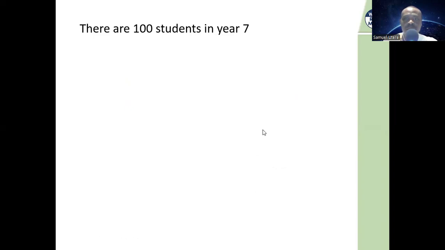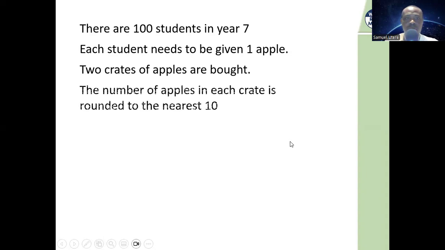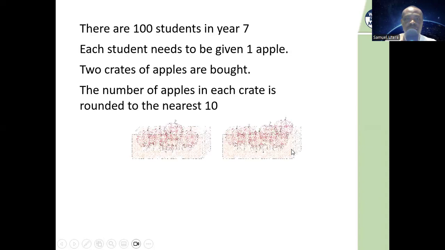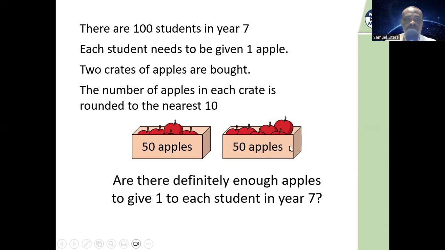Now, here is another question to think about. There are 100 students in year 7. Each student needs to be given one apple. 2 crates of apples are bought. The number of apples in each crate is rounded to the nearest 10 to get this. The question is, do we have enough apples to give one to each student in year 7?